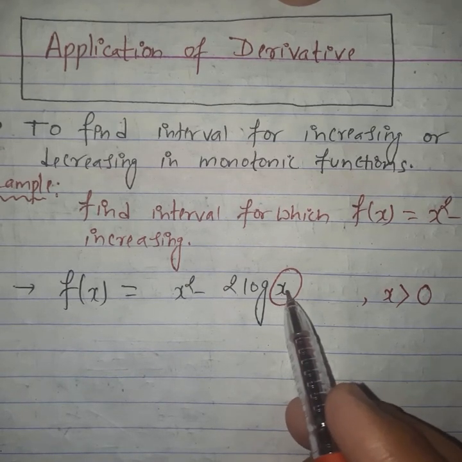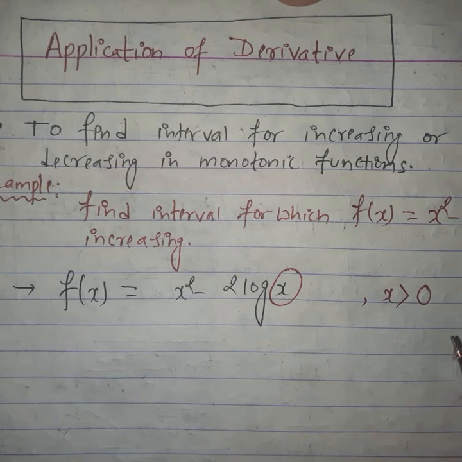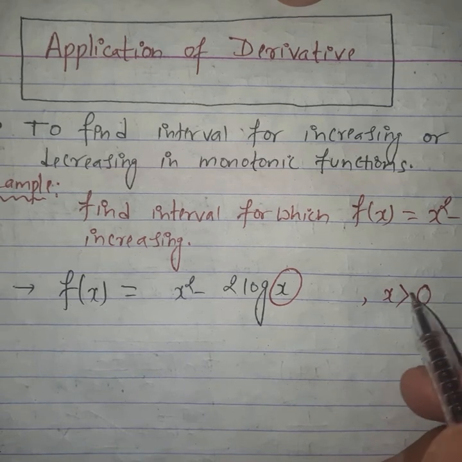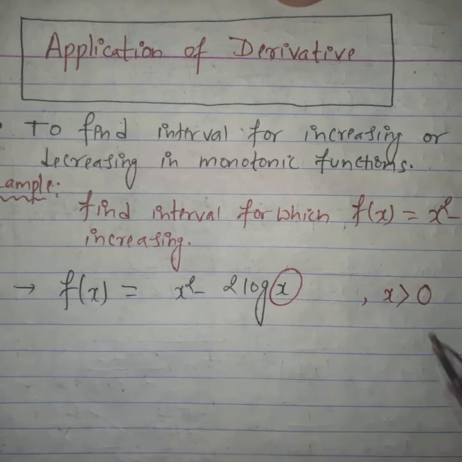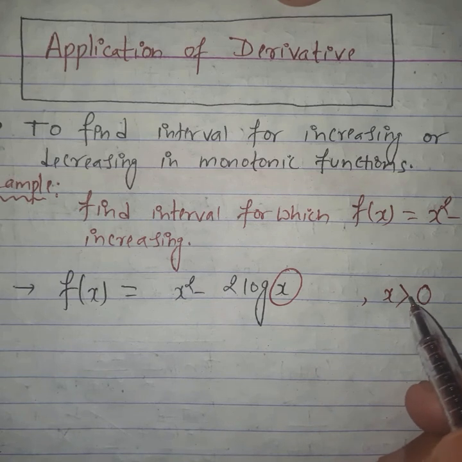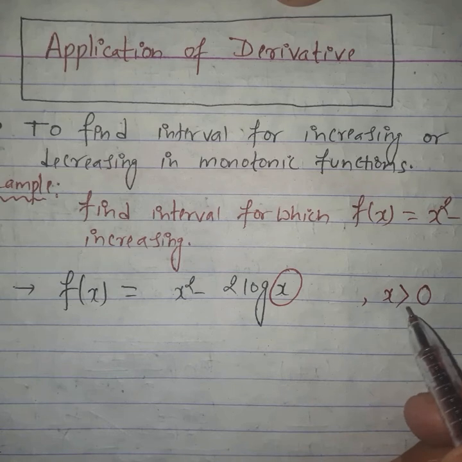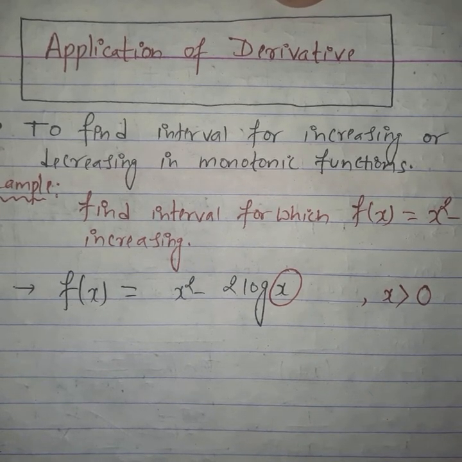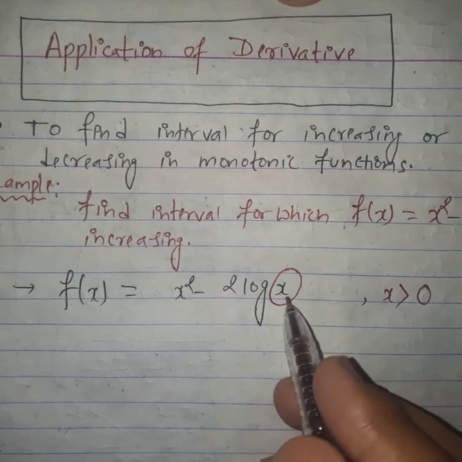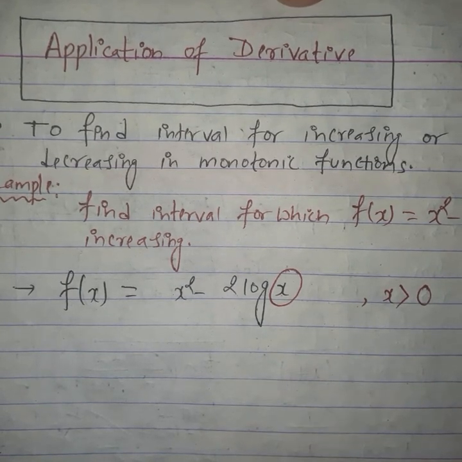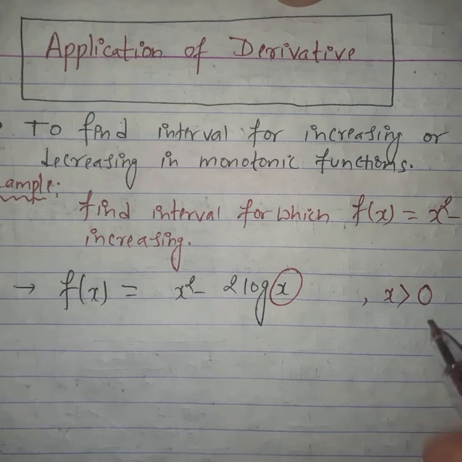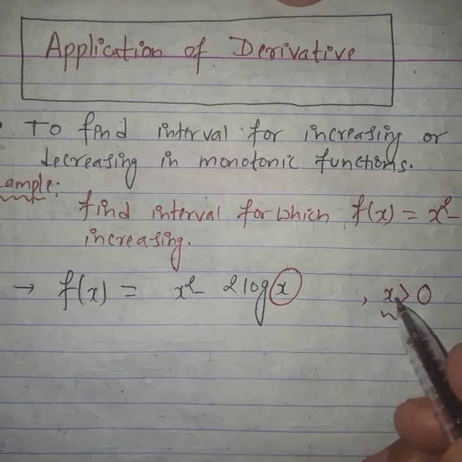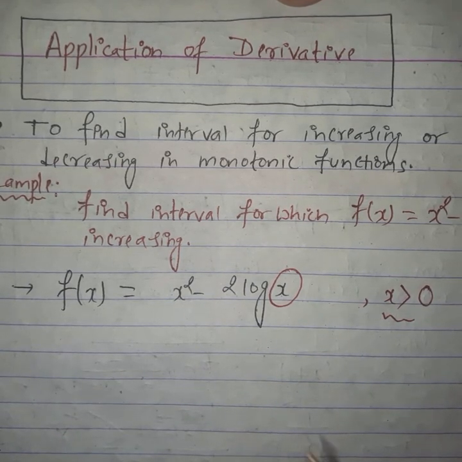So this value of x should be greater than 0. This is the domain of this function. The value of x should be taken from the real number set such that it is a positive real number. The argument should always be a positive real number. So the domain of this function is x greater than 0.